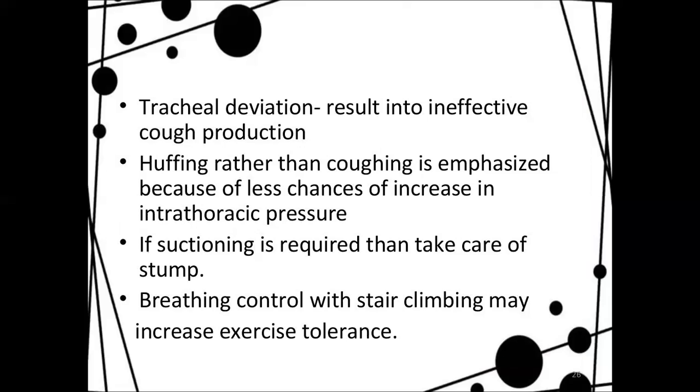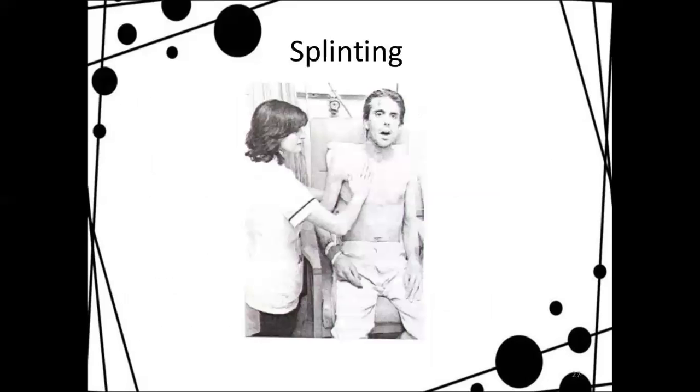Tracheal deviation results in ineffective cough production. Huffing rather than coughing is emphasized because of less chance of increase in intrathoracic pressure. If suctioning is required, then take care. Breathing control with stair climbing may increase exercise tolerance. There's a picture of sprinting.